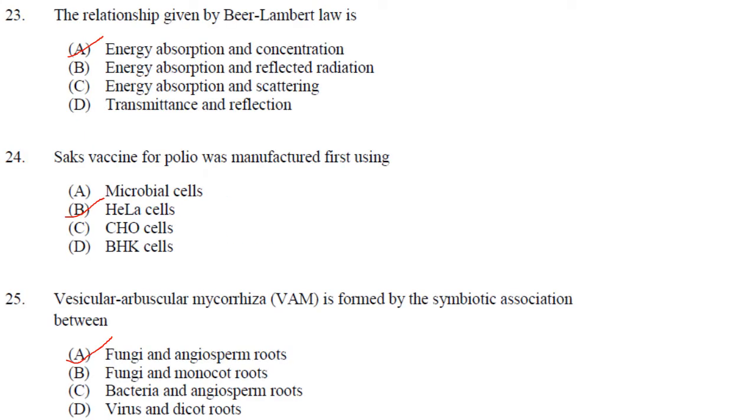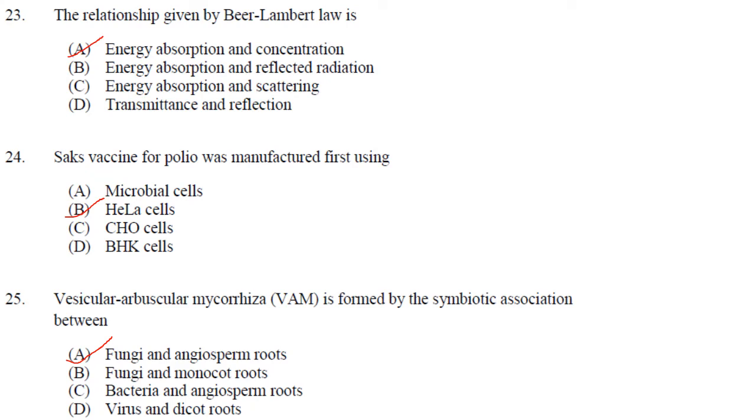The next one. The relationship between Beer-Lambert law is. So Beer-Lambert law is given by absorption is equal to molar efficiency coefficient into concentration into path length. So energy, absorption and concentration, that is A is equal to epsilon CL. So absorption is A, epsilon is molar efficiency coefficient, C is the concentration and L is the path length. So energy absorption is equal to epsilon CL. So answer is option A, that is energy absorption and concentration.